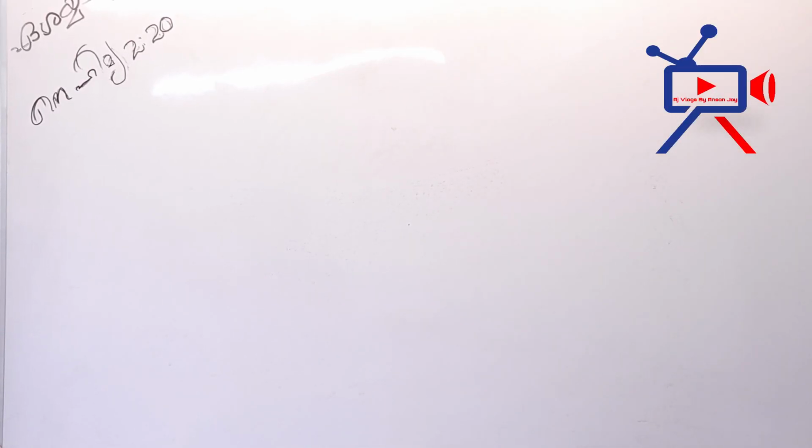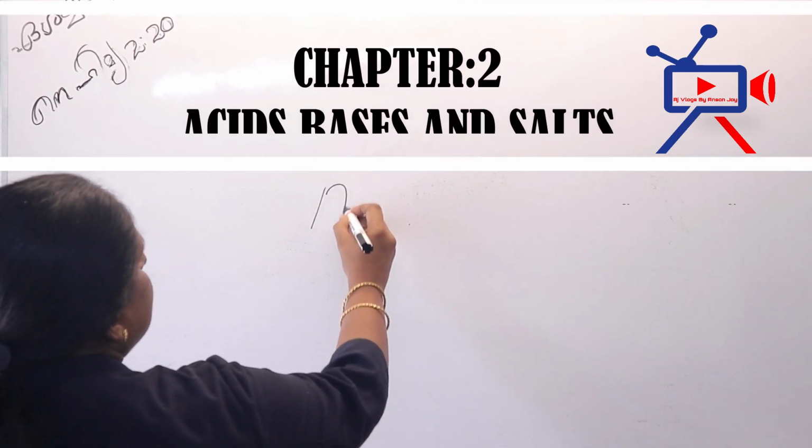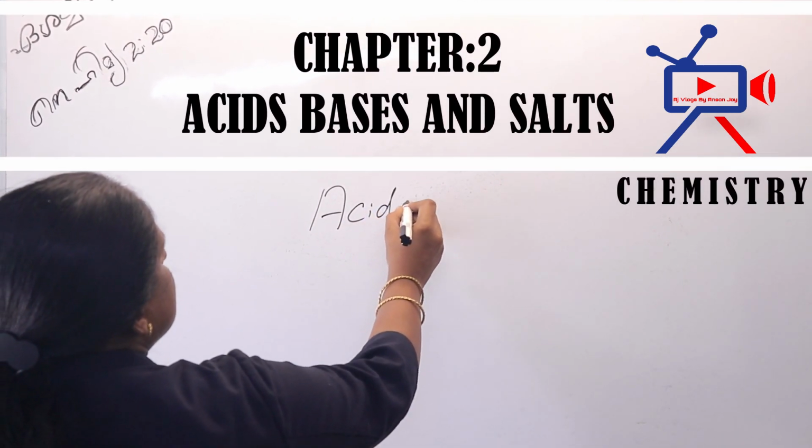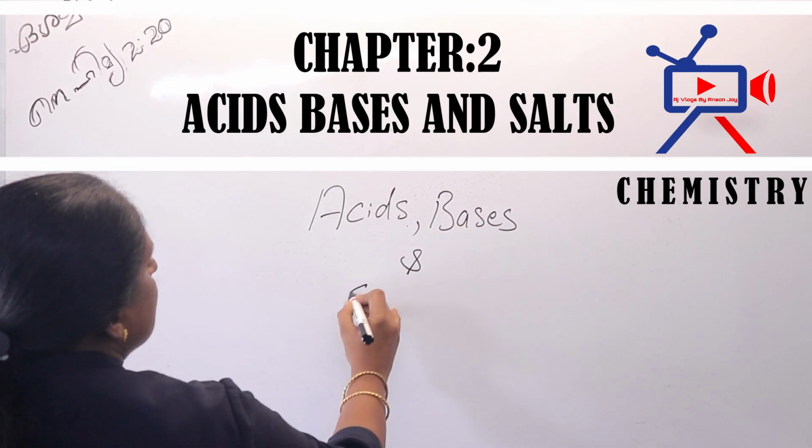Children, we will start chapter 2 in chemistry: acids, bases and salts. All of you should have the textbook with you. Acids, bases and salts.